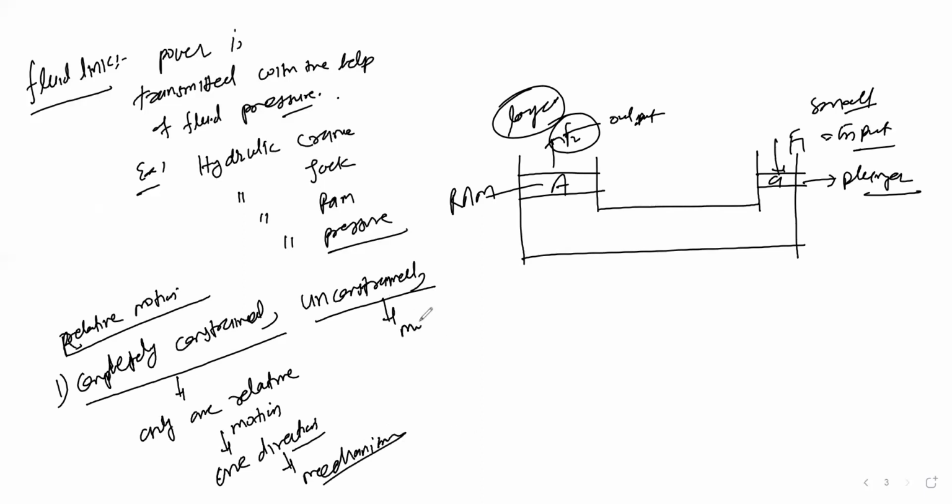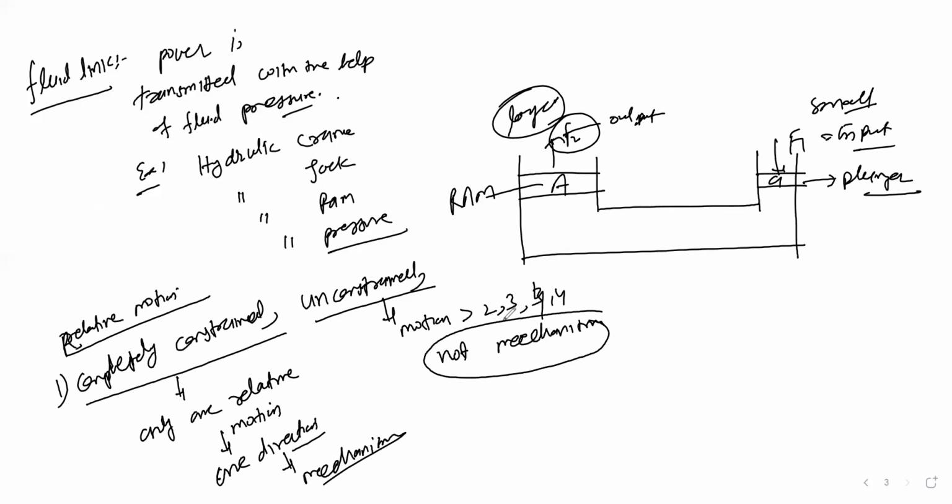Unconstrained means the motion is in more than one direction, like 2, 3, 4 directions. You can say more than one direction. That is called unconstrained. Unconstrained means you won't get a mechanism. There is no mechanism if there is more than one motion.